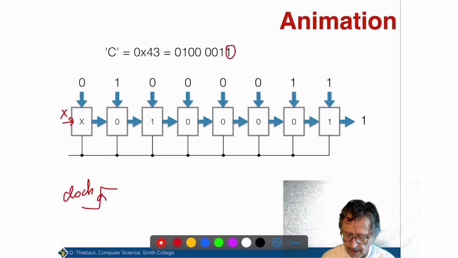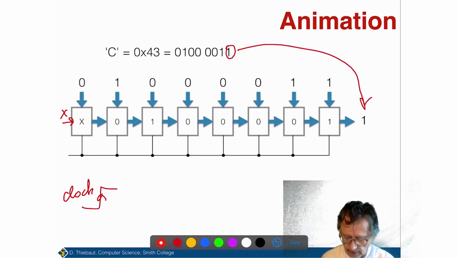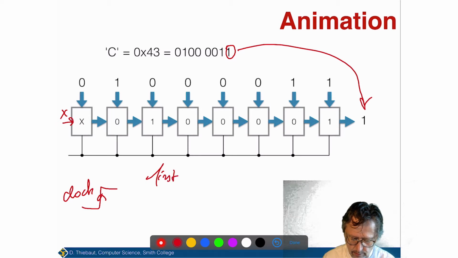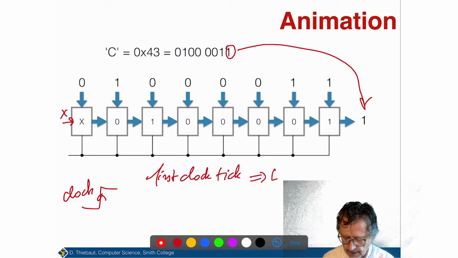So that is the bit that is here. So the first clock tick means the LSB, the least significant bit, comes out.